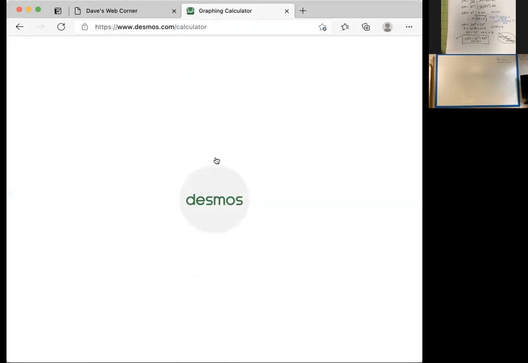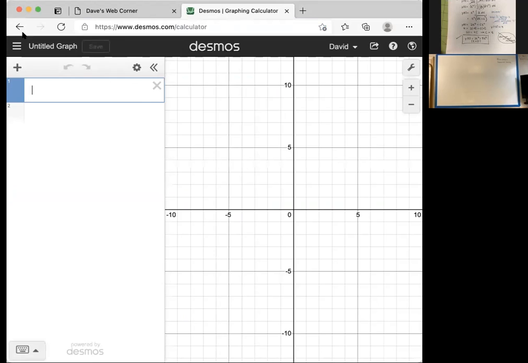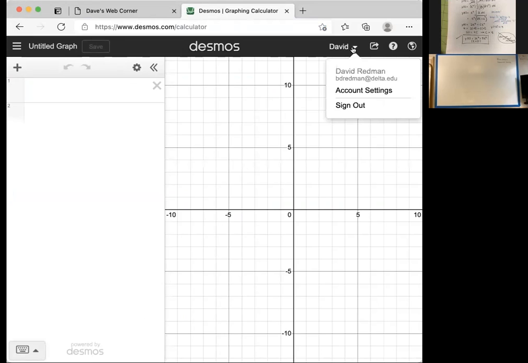And just graph. Oh, by the way, I didn't point that out fast enough when I did that. Do you see I'm logged into Desmos right here? You can create an account on Desmos for free. You don't have to do anything. I know it's annoying to create surplus weird accounts.